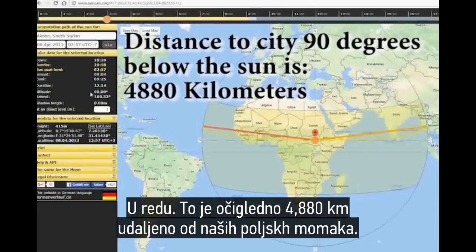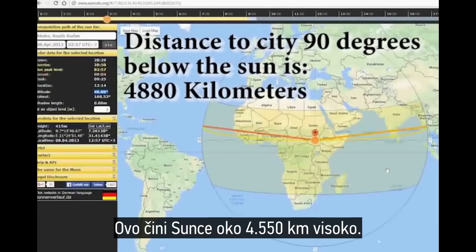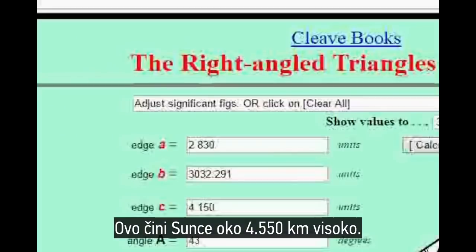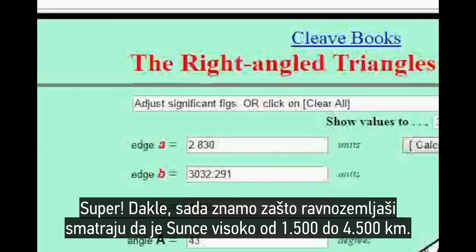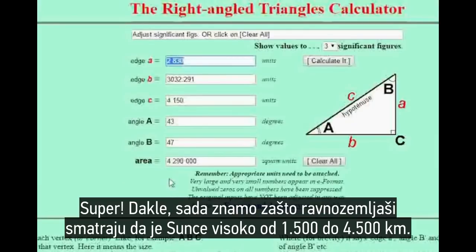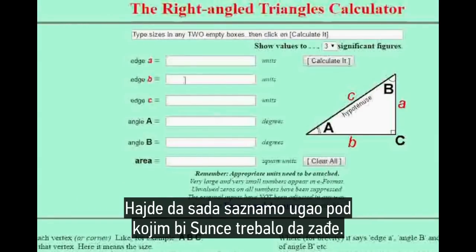Okay, so that's apparently 4,880 kilometers away from our Polish kids. This makes the sun roughly 2,830 miles high. Great. So now we know why flat earthers thought the sun was anywhere from 1 to 4,000 miles high. So let's now find out the angle at which the sun should set.